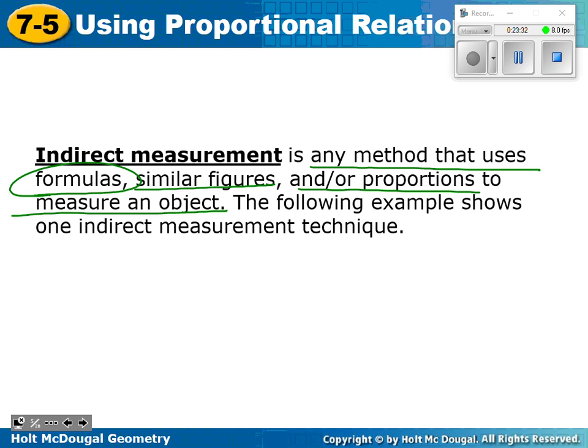So we can find the measurements of objects that we can't physically measure by indirectly using similar figures. And me and the flagpole would make similar triangles because the angles cast from the sun would be congruent going down. And I would make a right angle with the ground, and hopefully the flagpole's making a right angle with the ground.